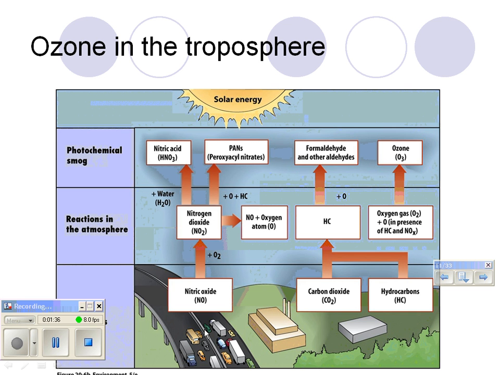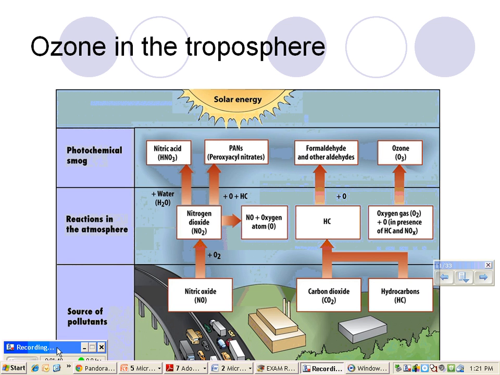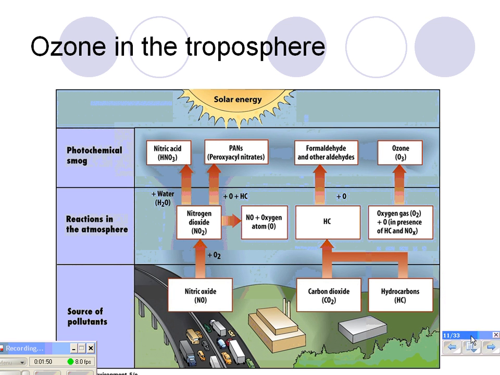As you look here, this is showing you the formation of ozone in the troposphere. Again, ozone in the troposphere where we live is a pollutant. It's a respiratory irritant. And as you can see from this picture, which is actually from your textbook, we see our source of the pollutants. The pollutants that are going to contribute to ozone formation in the troposphere are nitric oxide, or just nitrogen oxides in general. You can see some hydrocarbons here, and some carbon dioxide.